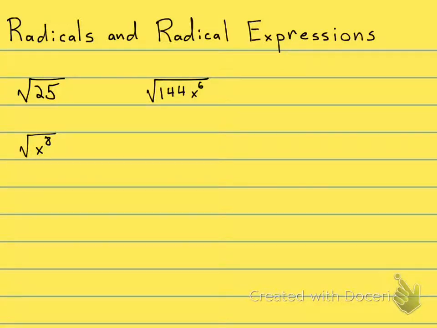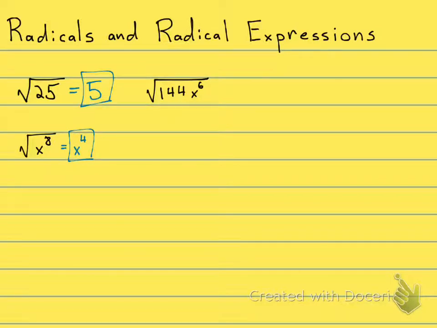Let's look at some more examples of radicals. So we've talked about the square root of 25 is just 5, no more radical. The square root of x to the 8th, and you're going to say how many groups of 2 are in here that I could take out, and the answer to that is x to the 4th.